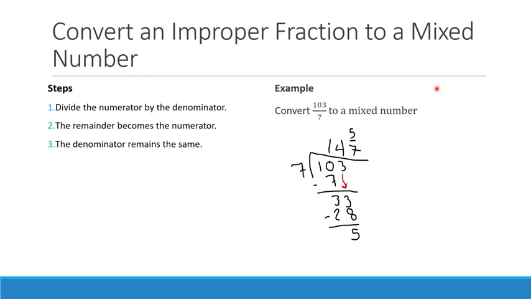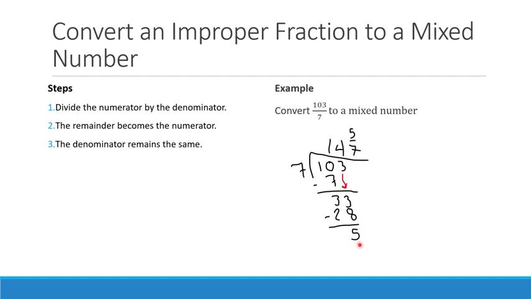To convert an improper fraction to a mixed number, we want to divide the numerator by the denominator. Notice how I've set up the problem. The numerator is underneath the division symbol. The 7 is on the outside. 7 will go into 103 14 times with a remainder of 5.